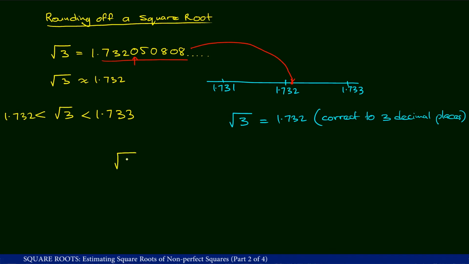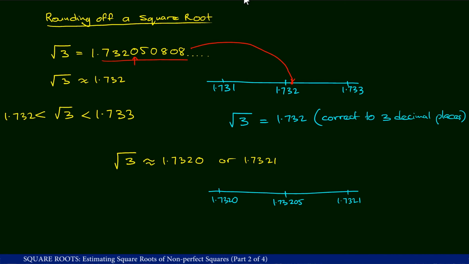So square root of 3 can either be 1.7320 or 1.7321. So which one is closer to the actual result? Let's take a look at the number line again. Let's say this is 1.7320 and this is 1.7321. And the midpoint is somewhere here, which is 1.73205.